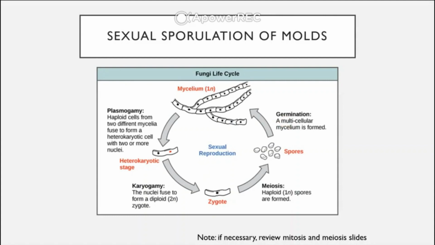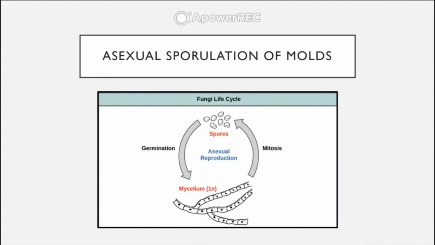So in this slide, we need to keep track of a few things. We need to keep track of the names of the different intermediates. We have spores, mycelium, heterokaryotic stage, and then zygote. Spores are haploid, so are the mycelium, and so are the heterokaryotic stages of molds. The point in which it becomes diploid is only the zygote.